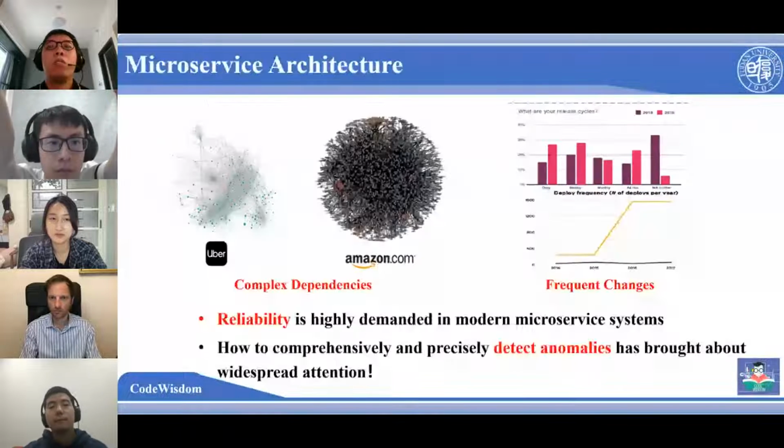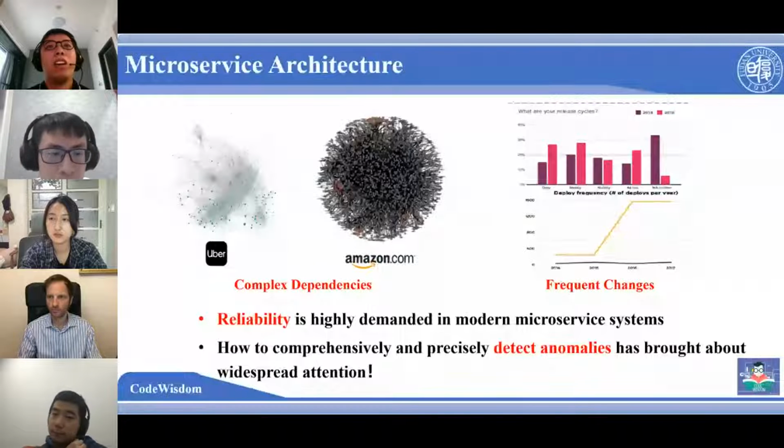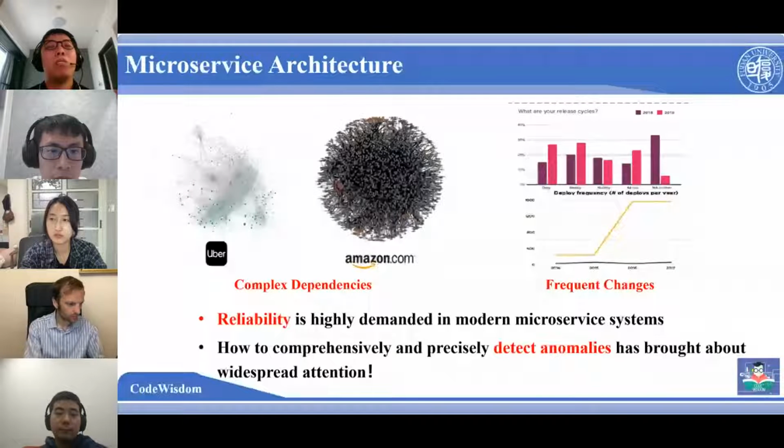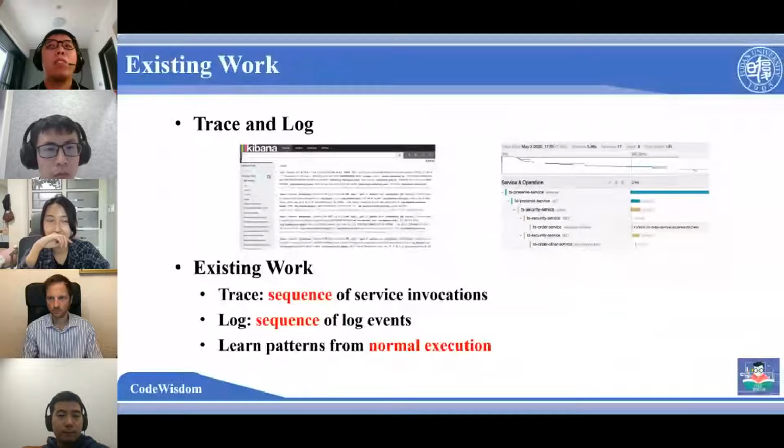And in industry, microservice systems usually have complex dependencies and change frequently. Running in a highly uncertain and dynamic environment, microservice systems often fail due to various reasons. So reliability is highly demanded in modern microservice systems, and how to comprehensively and precisely detect anomalies has attracted widespread attention. The trace and the log have been widely used in anomaly detection for distributed systems.